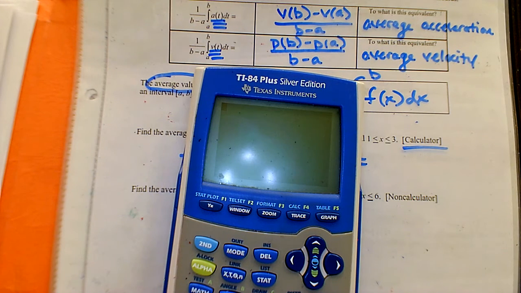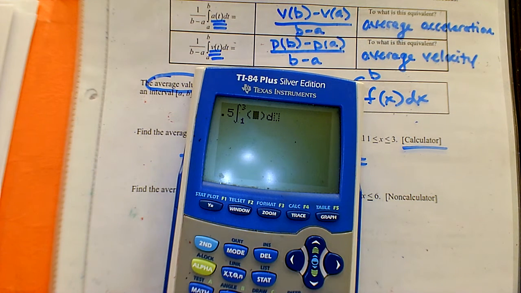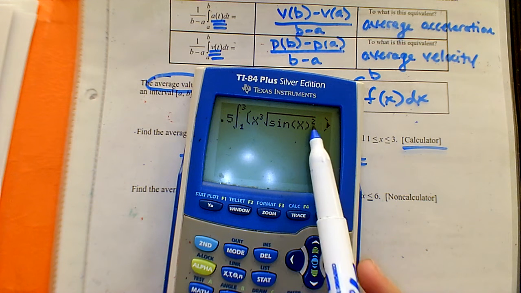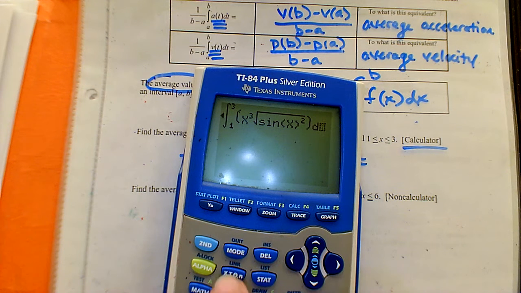Okay, so on your calculator, let's go ahead and type in 1/2 or 0.5. Then we need an integral, so we'll go to the math button down to option 9, lower bound 1, upper bound 3. For the function, it was x to the third times the square root of sine squared x. Now, when you type in sine squared x, you're going to do sine x, close the parenthesis, and then we're going to square that. Whenever we write sine squared, the 2 goes after the sine, but whenever you type it in the calculator, the 2 has to go after the x. A little different. And then we'll end it with a dx.